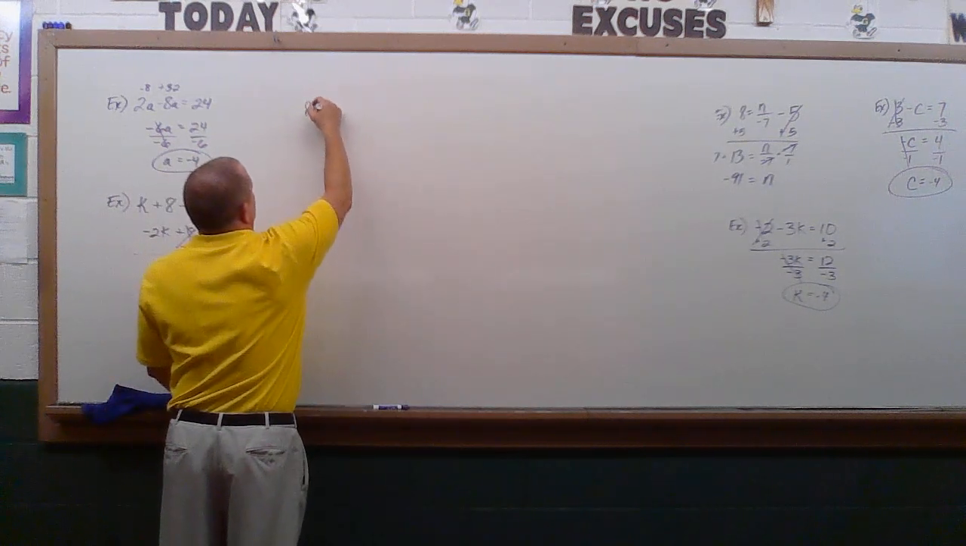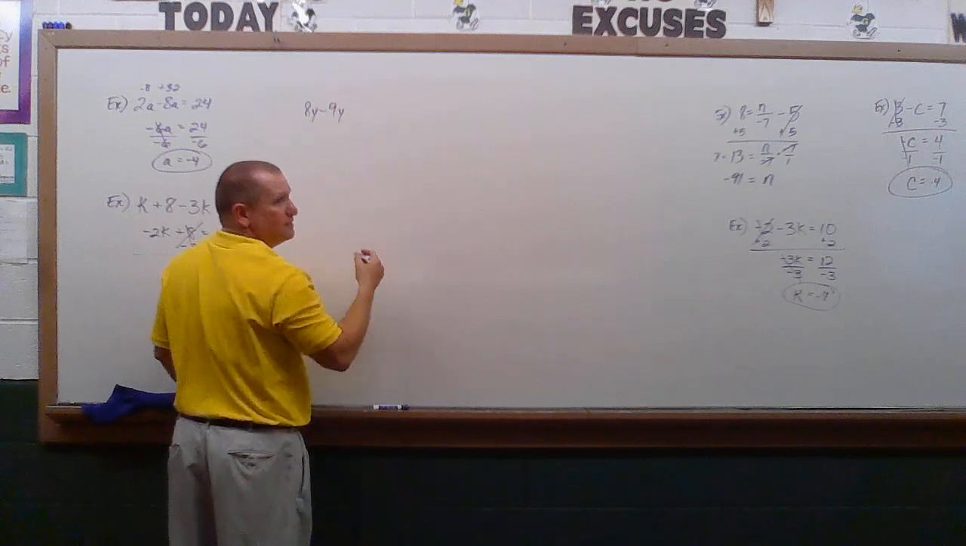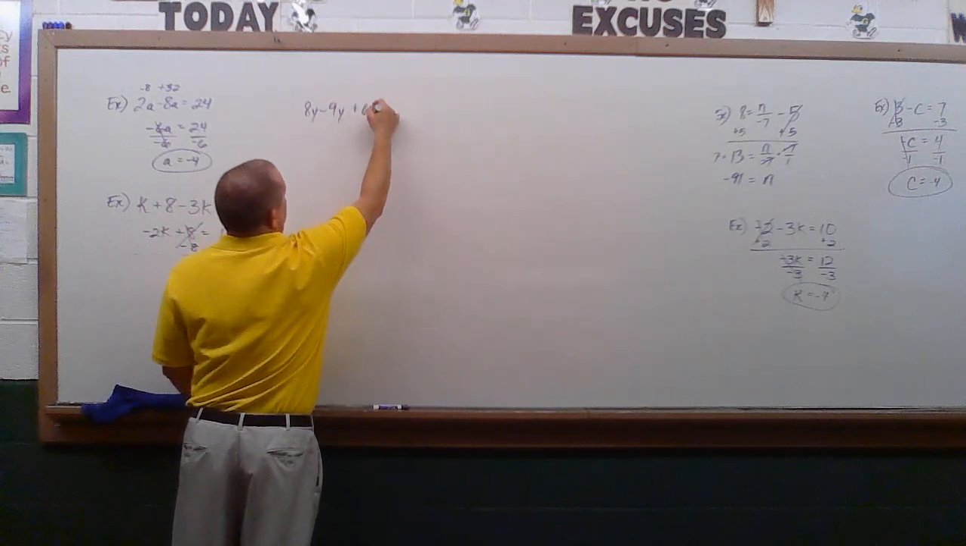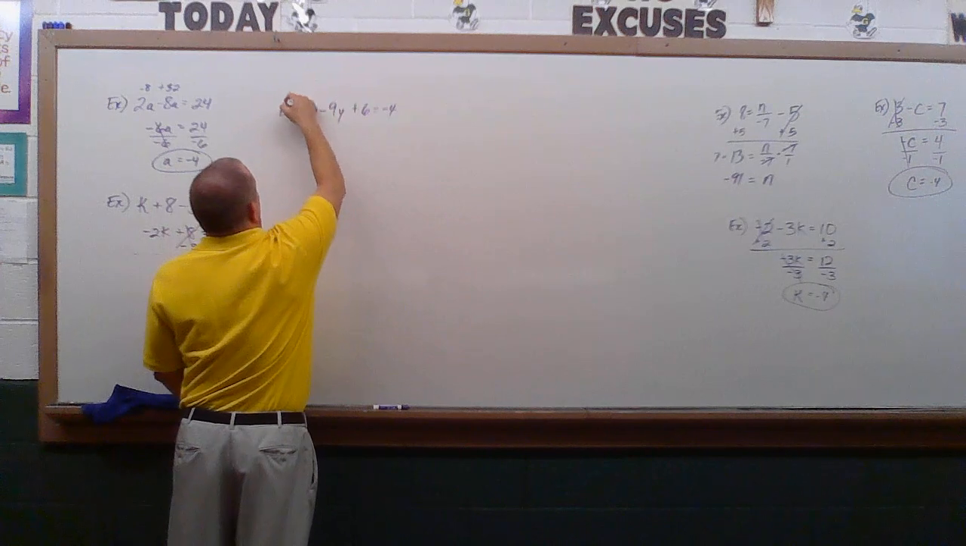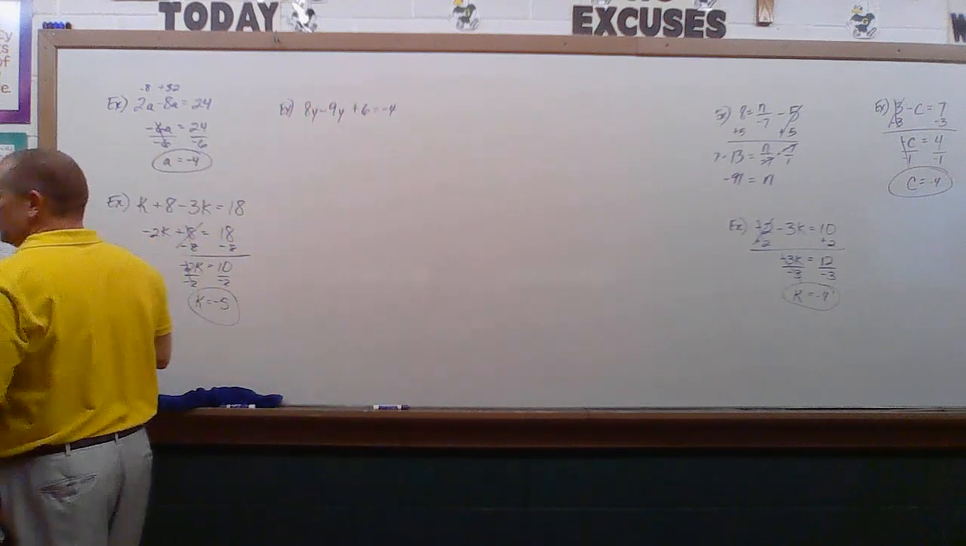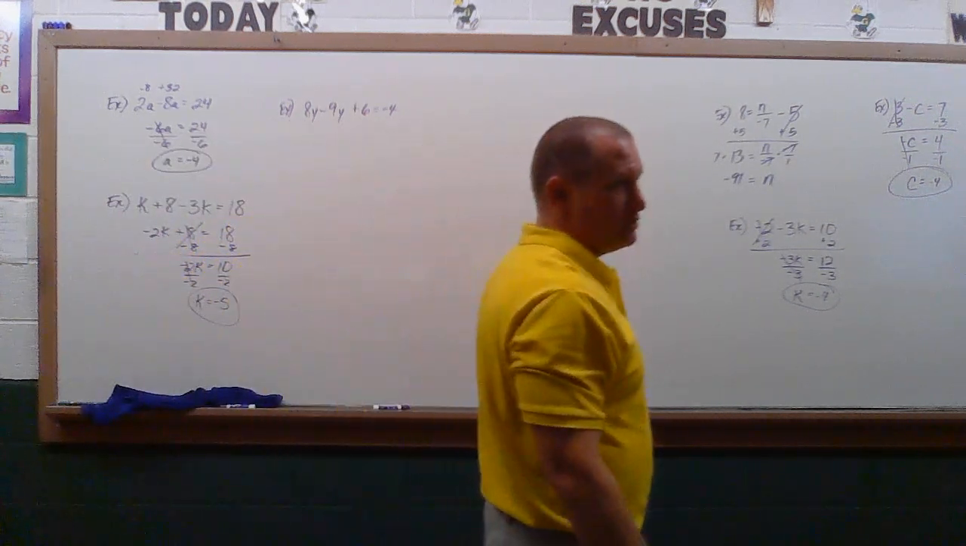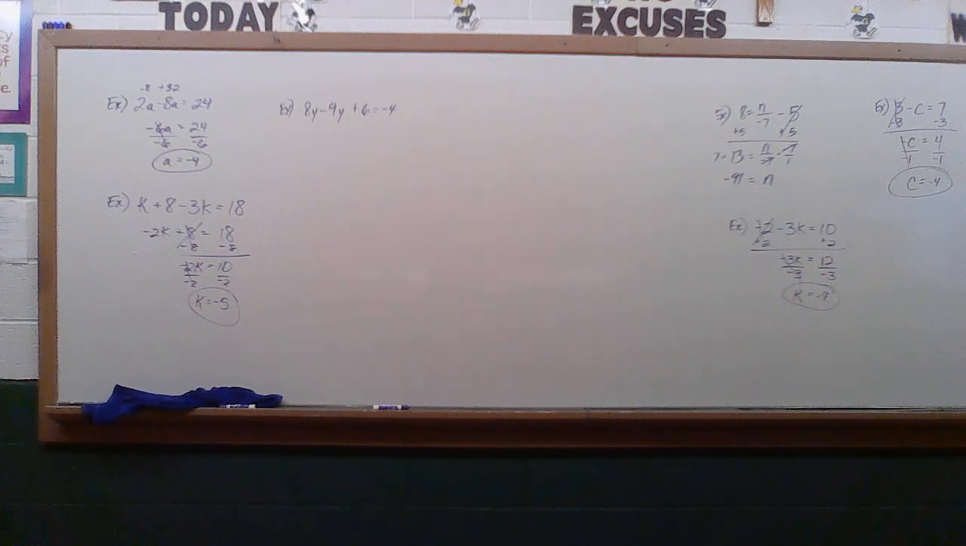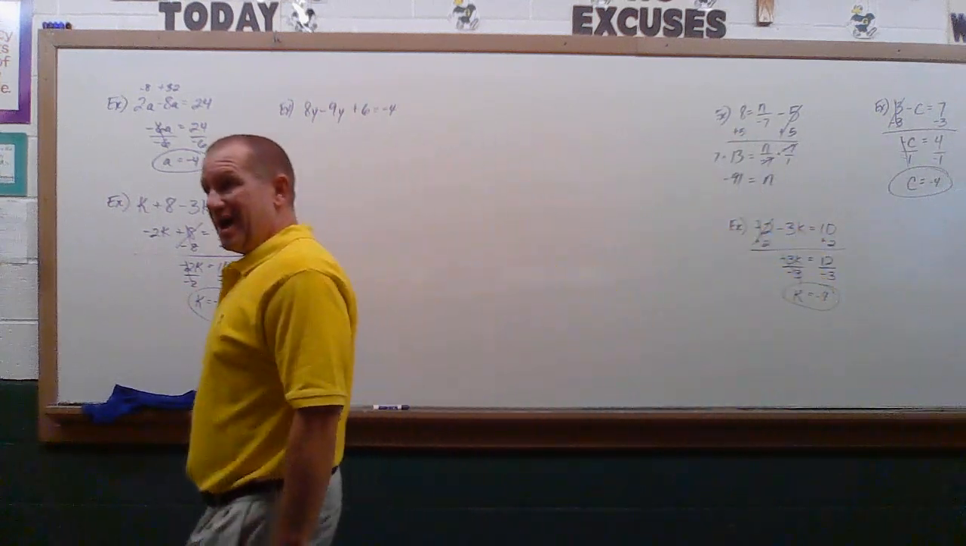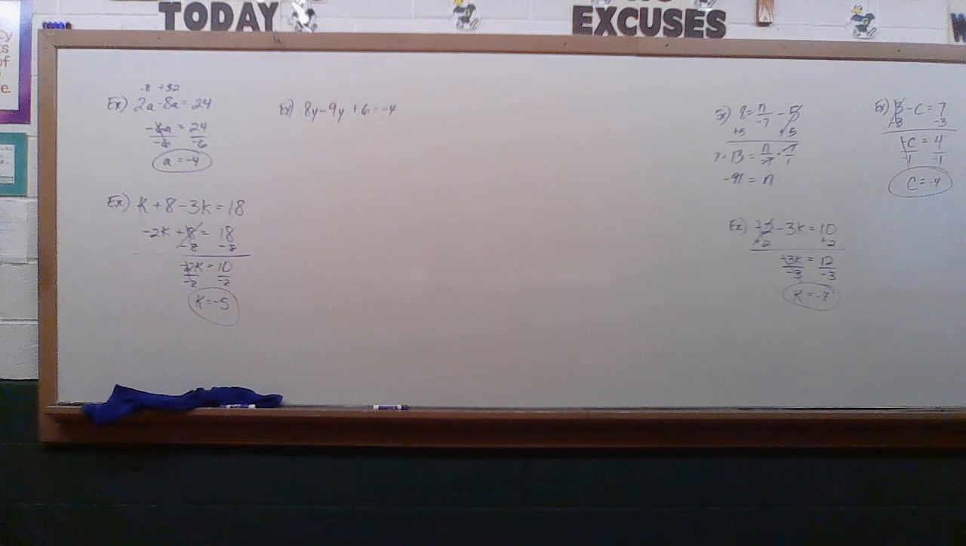8y minus 9y plus 6 equals negative 4. Try it again. Go slow. Go through all the steps and show your work. So again, no parentheses yet, right? So we can go to step 2. Combine like terms. Bring your y's together. But again, they're on the same side of the equal sign, so you just do what it says.